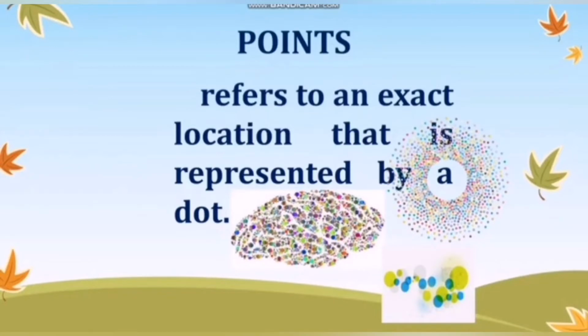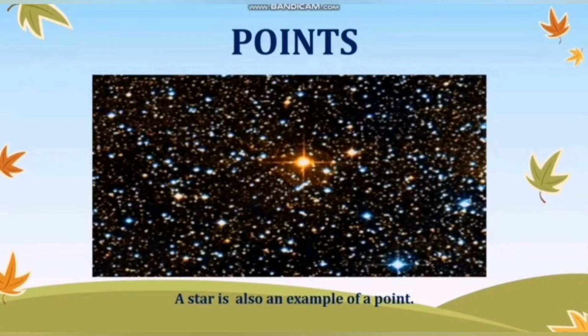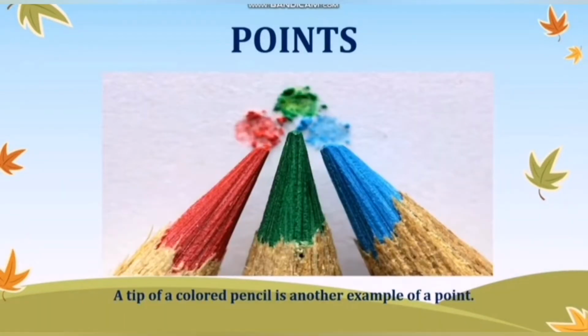A point refers to an exact location that is represented by a dot. For example, a point is represented by a dot pointing to Manila in Google Maps. A star is also an example of a point. The tip of a colored pencil is another example of a point.